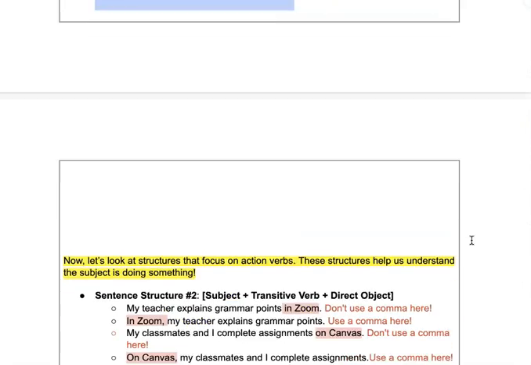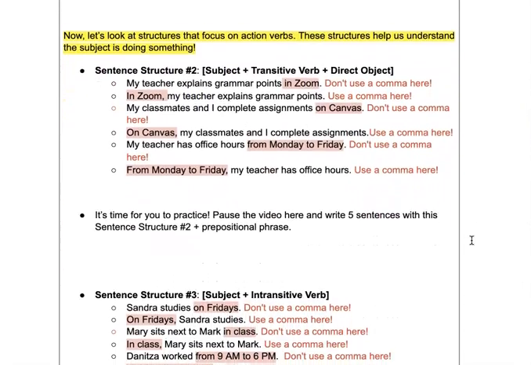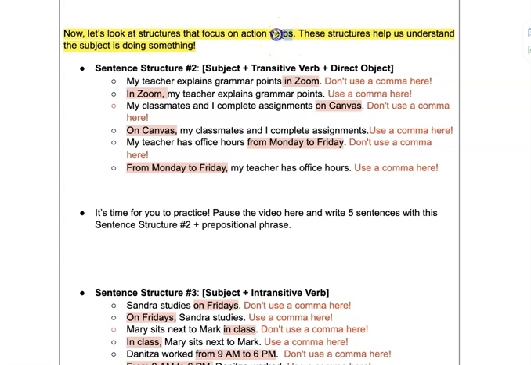Okay, now let's take a look at structures that focus on action verbs because it's very different, right? We remember from last week that action verbs help us understand what the subject is doing. So it's very different than the linking verbs. The first sentence structure is number 2. Because we use the transitive verb here, we need to follow the transitive verb with a direct object.